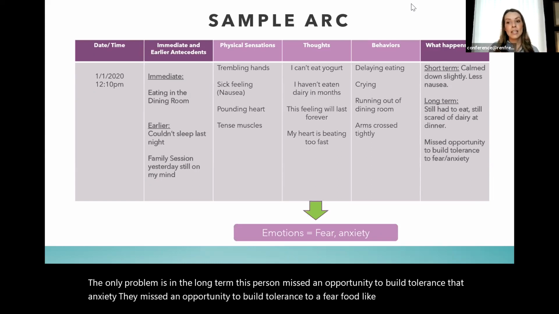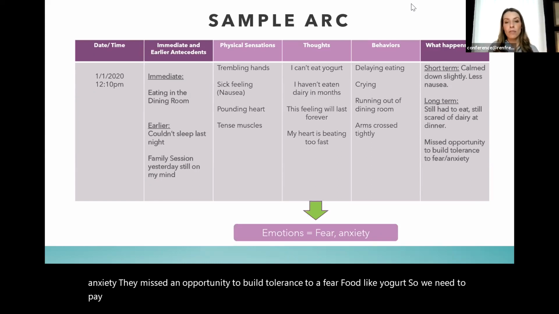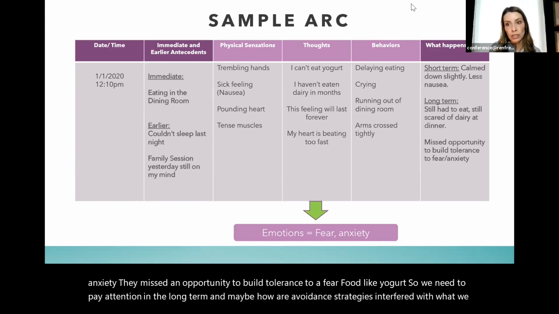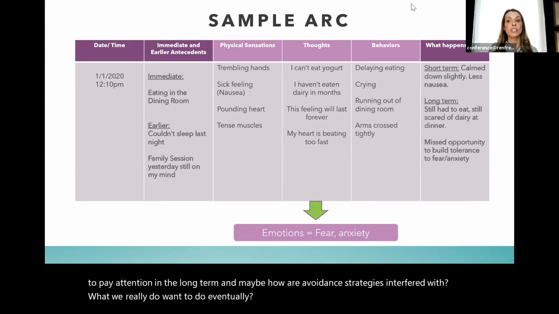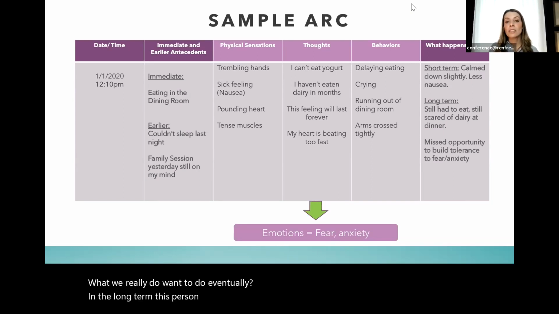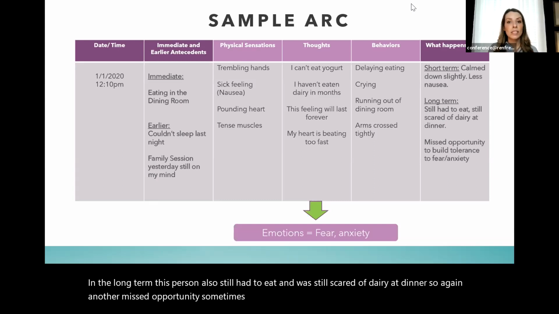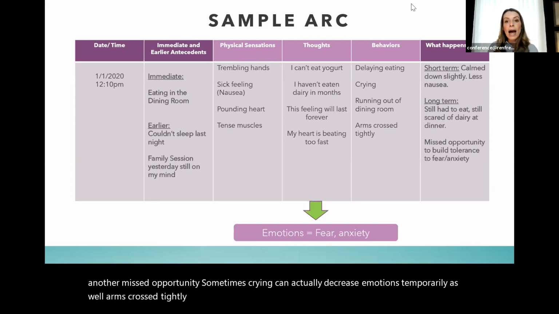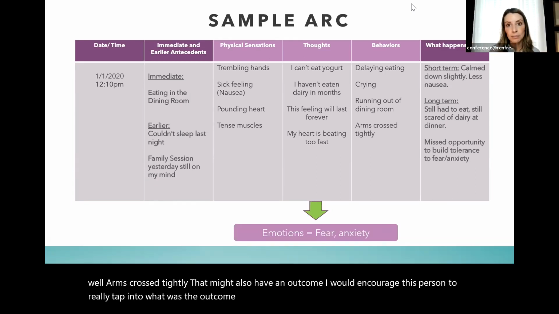So we need to pay attention in the long term, maybe how our avoidance strategies interfered with what we really do want to do eventually. In the long term, this person also still had to eat and was still scared of dairy at dinner. So again, another missed opportunity. Sometimes crying can actually decrease emotions temporarily as well. Arms crossed tightly, that might also have an outcome. I would encourage this person to really tap into what was the outcome of each behavior that they wrote down.